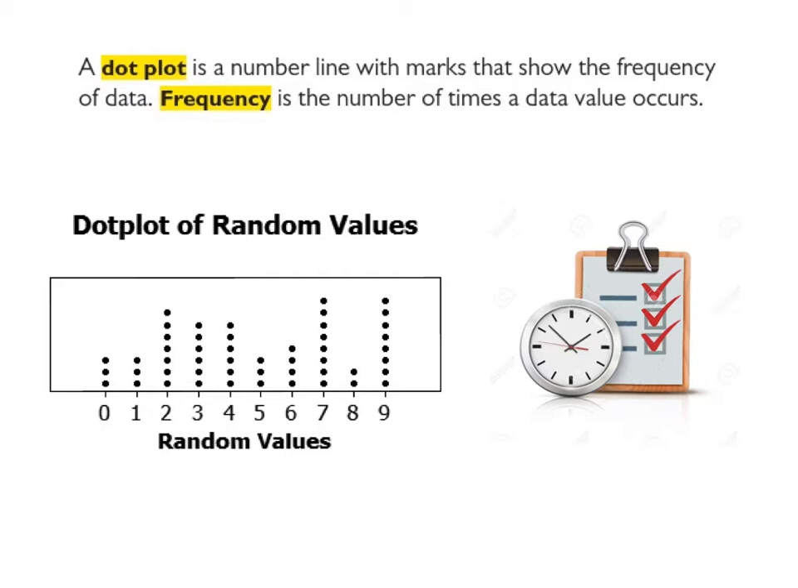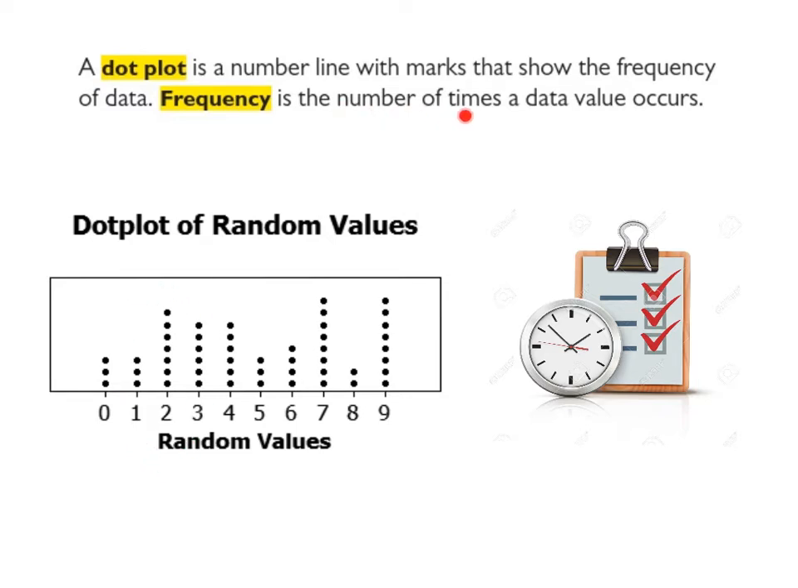Let's say the random values are how many pets people have. If someone has 0 pets, that is represented by this one dot. If someone had 1 pet, it's represented by this dot here. That means 1, 2, 3, 4, 5, 6, 7 people had 2 pets, or whatever this data is representing.